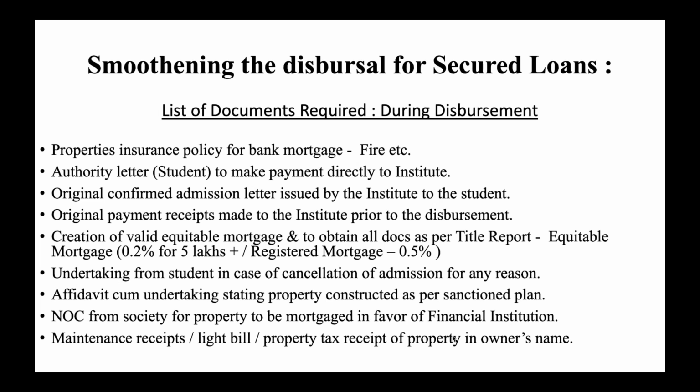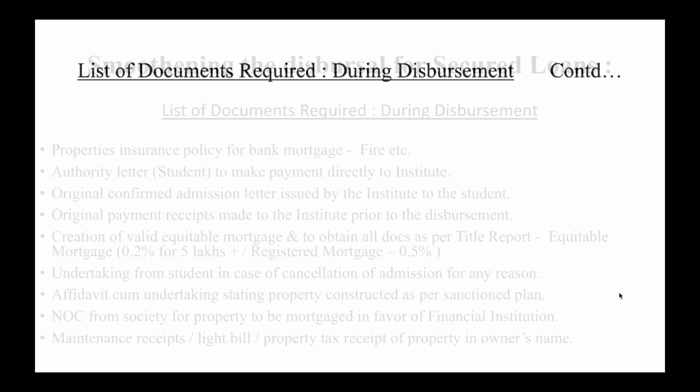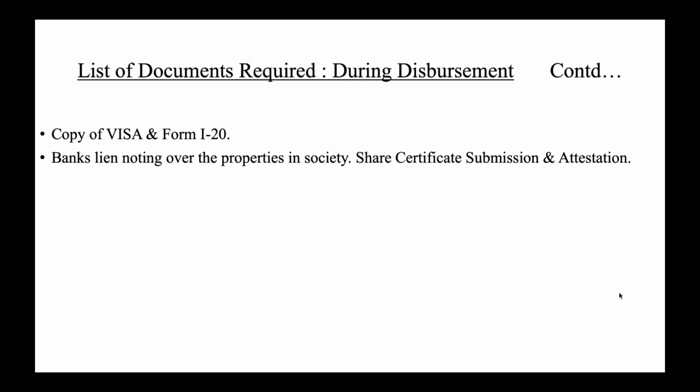Any kind of proof with regard to maintenance receipts, bill receipts, property taxes, etc., verifying the owner, and the owner in this case, is also very important. During the sanction and the disbursal, they will require a copy of the visa and the I-20. The copy of the visa is stamped on your passport, which you can show to the officer, and it generally is self-attested.